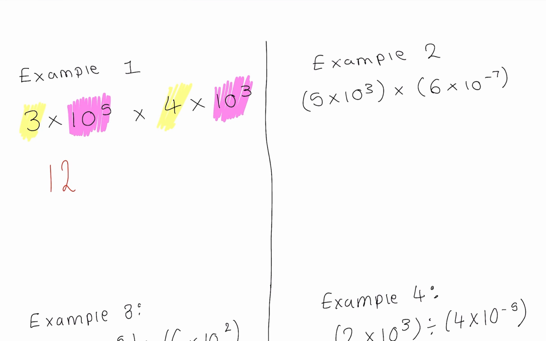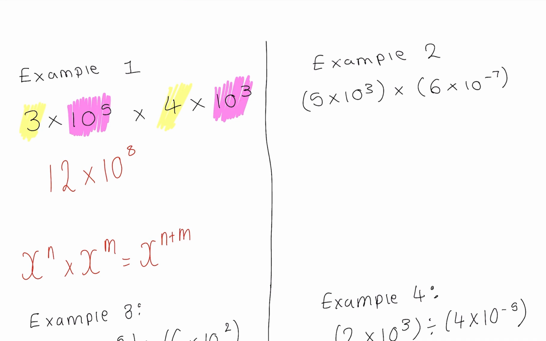Now, in order to do this, you need to be aware of the indice law that when we times 2 numbers together that have the same base but different powers, then we just add the powers together. So 10 to the power of 5 times 10 to the power of 3 gives me 10 to the power of 8, because I'm just adding those powers together.